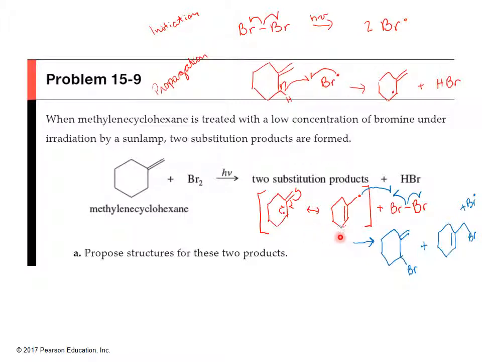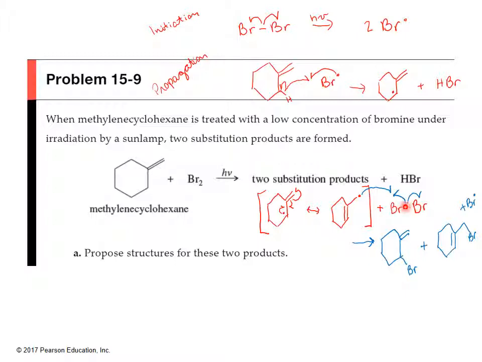So in the next propagation step, we've got these radicals. I'm going to show the mechanism for this one, but it happens on both of them. The radical is 1 electron. Now notice we're adding that back to one of those original bromine molecules, not to the bromine radical, but to one of the original bromine molecules.